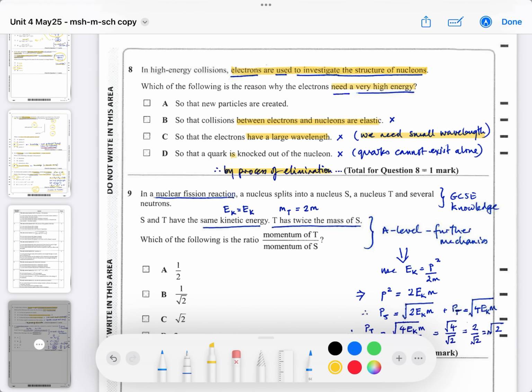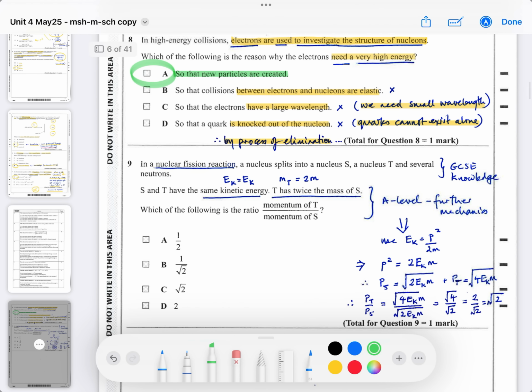So the quark is knocked out of the nucleon. Well, that would be nice if they could, but quarks cannot exist alone. Quarks only exist inside baryons or mesons. So by process of elimination, the answer must be the only one left, so that new particles are created. Okay, I'm not sure that's the reason why they do it, but anyway, the other three must be wrong, so you've got to go for question A. I think this is a slightly misleading question in that respect.